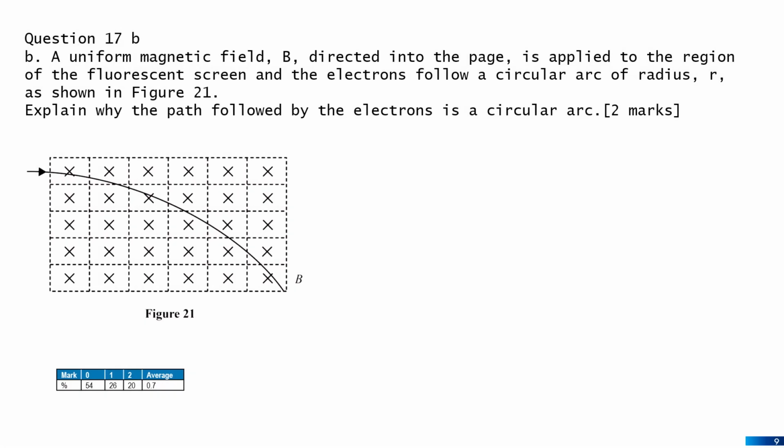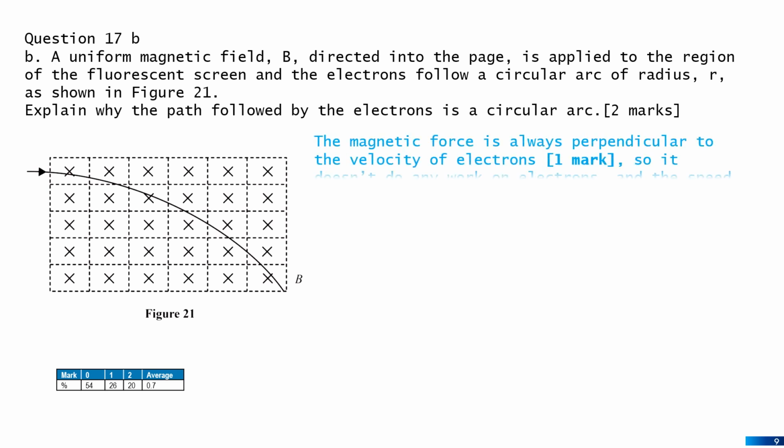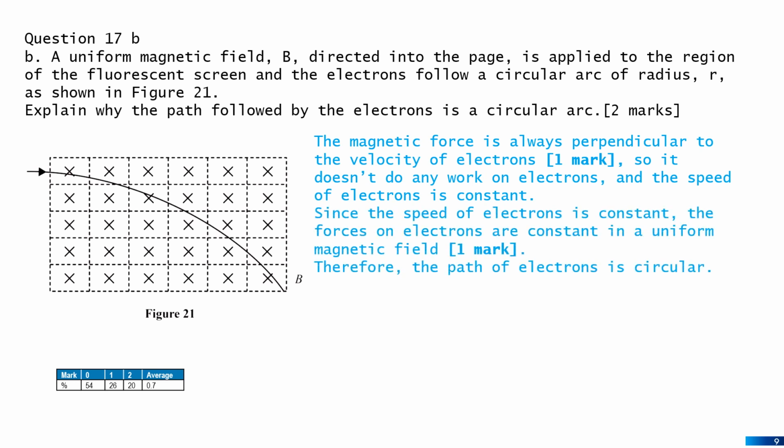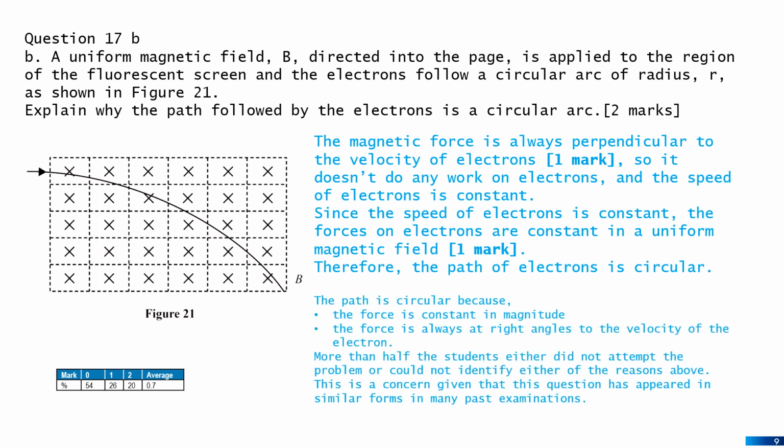The magnetic force is always perpendicular to the velocity of electrons, so it doesn't do any work on electrons, and the speed of electrons is constant. Since the speed of electrons is constant, the force on electrons is constant in magnitude in a uniform magnetic field. Therefore, the path of electrons is circular.